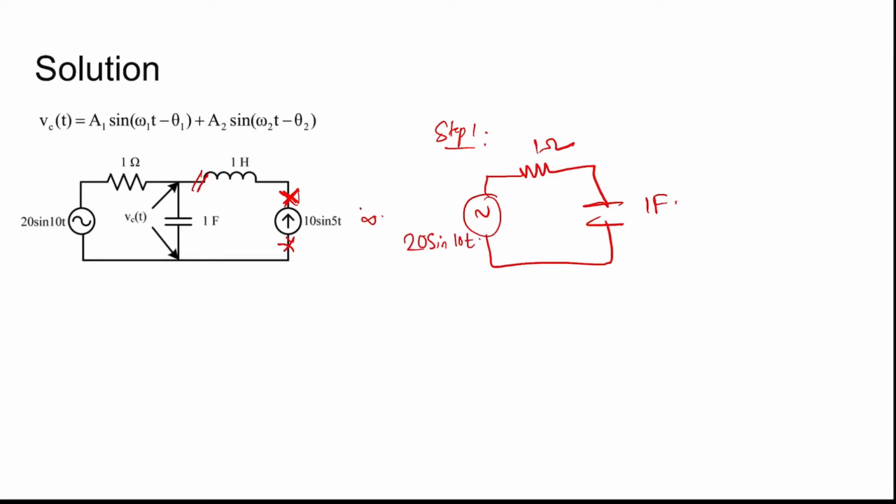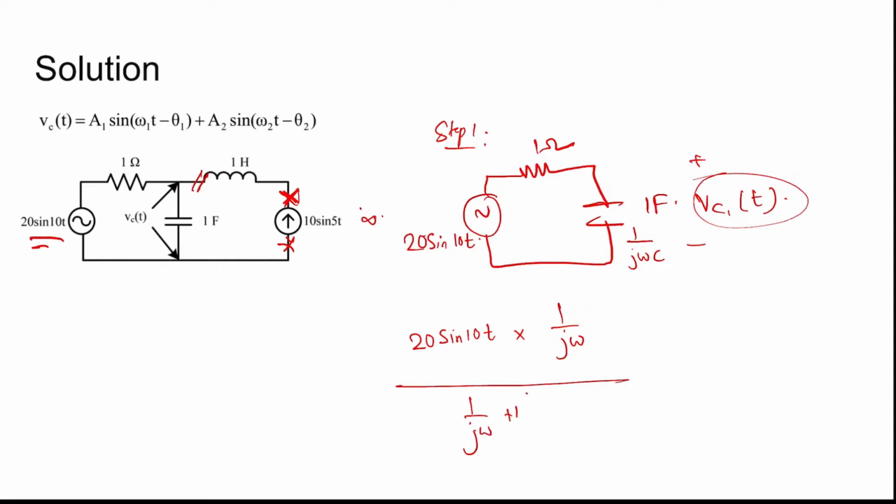The source is 20 sin 10t. Now this is Vc1 of t, that is, for the first source we consider the voltage across the capacitor. This can be found out by the voltage division rule. So this is 20 sin 10t into 1 by j omega C, where C is 1, so 1 by j omega, divided by 1 by j omega plus 1. Actually this can be written as 20 sin 10t by 1 plus j omega.